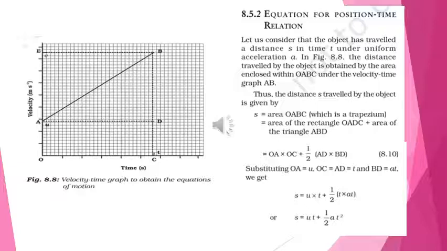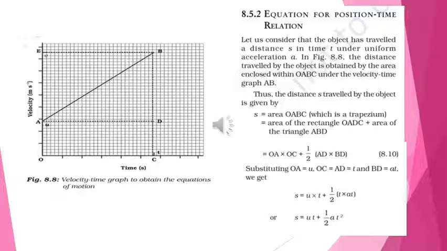OABC, which is a trapezium, and that trapezium we can also divide into two parts. One is a rectangle and one is a triangle. So the rectangle is OADC, and the triangle is ABD. Now if you put in the values, you are aware of the formula for the area of a rectangle, that is length into breadth, and the area of a triangle is half into base into height.